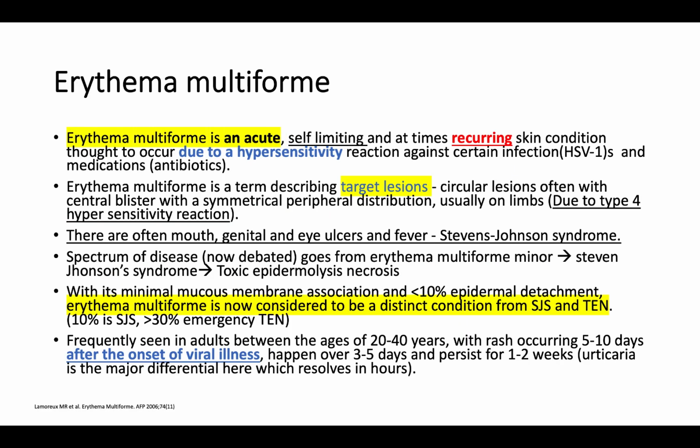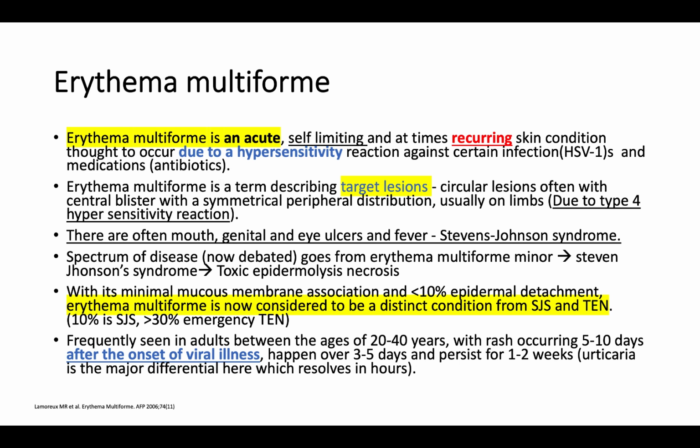Now, erythema multiforme is an acute, self-limiting and at times recurring condition. This is very important. It will happen again and again in the same patient if the same insult happens again. If the insult is HSV, every time HSV comes up, the same type of rash will come up. It is self-limiting, meaning it goes away by itself. So he will get the rash over time, and then it will clear. It's thought to occur due to a hypersensitivity reaction in these patients, not in all patients. Again, as we said, HSV and certain medications, such as anti-epileptics and antimicrobials.